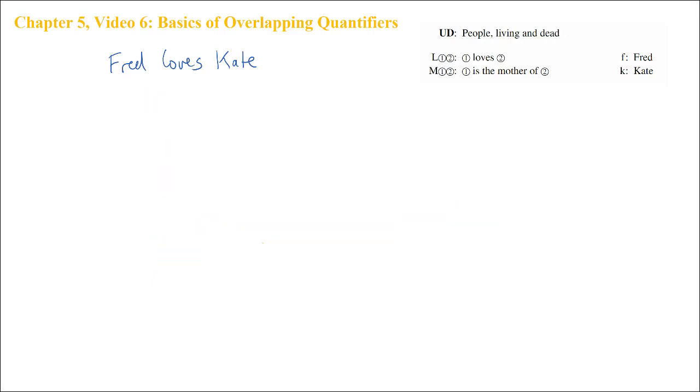So if we start again with the simple Fred loves Kate, we just have the L predicate, F for Fred in the first position, and K for Kate in the second position. That's simple enough. And if we want to do something like this, someone loves Kate, it's easy enough to replace the F in the first position with an existentially quantified variable. As you can see, we get there's at least one X such that X loves Kate, or someone loves Kate.